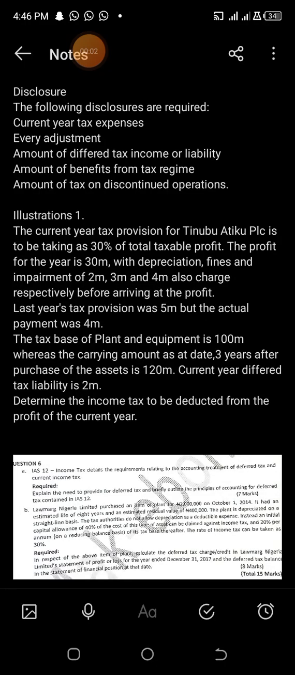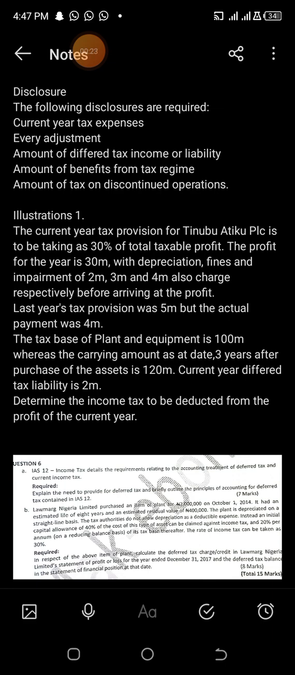Okay, welcome again to another edition of the lecture. Today is the second lesson on income tax, IAS 12, and we continue by looking at the disclosure requirements, like I've said.